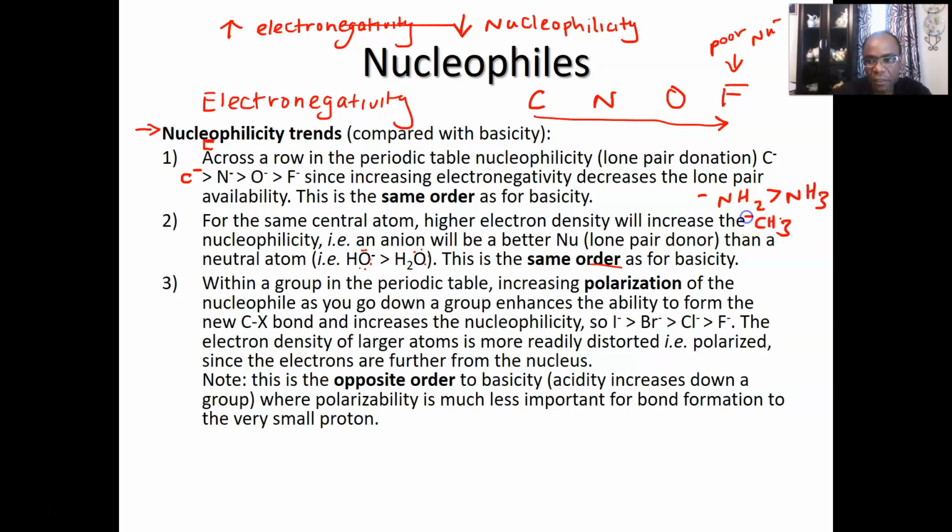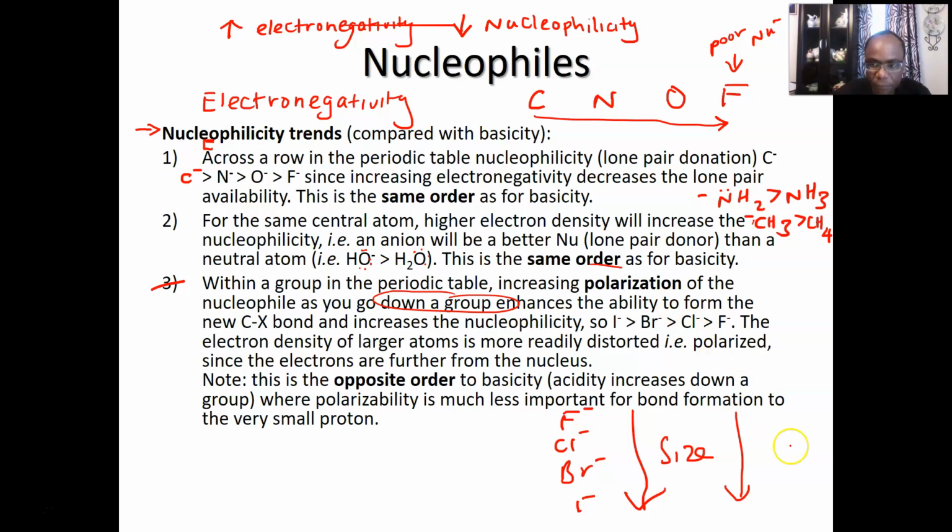CH3 minus is a stronger nucleophile than CH4, just because of the high electron density, which brings the negative charge. Factor number 3 is polarization. We consider a group of the periodic table, like in halogens, you have F, Cl, Br, and I. If these are anionic, which is what we want for nucleophiles, you have to consider size. Going down, the size increases. If the size increases, you're increasing polarizability.